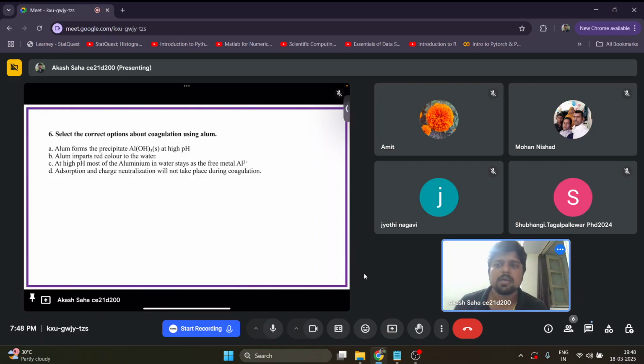So the correct answer is only A, because at high pH alum will form a precipitate of Al(OH)3. Alum will not impart any color. Alum will not stay as free metal ion at high pH, and definitely during coagulation adsorption and charge neutralization can happen. So B, C, D are incorrect. The correct option is only A, that alum will form precipitate at high pH. That is a well-known fact. At a certain pH only it will form the precipitate. That is true for most coagulants. They work only at a particular pH range. Beyond that, it will be available as a free metal ion, like ferric chloride or alum, whatever.